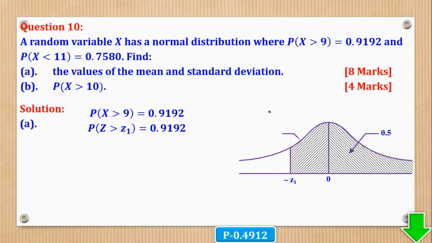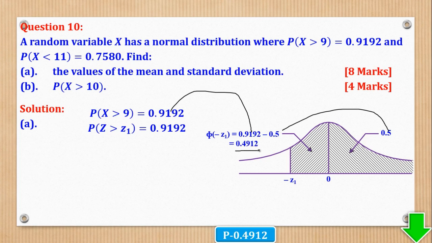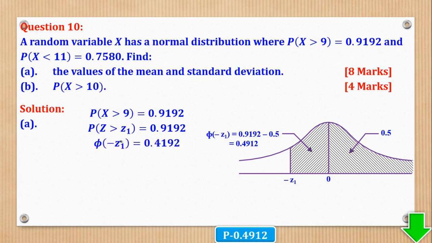So my remainder will be 0.9192 minus 0.5 to give you 0.4912. And that is what we read from our table. So we shall say that my 5 negative z1 is 0.4192. So here it was an error in subtraction. You can edit it. It should be 0.4192, not 0.4912.